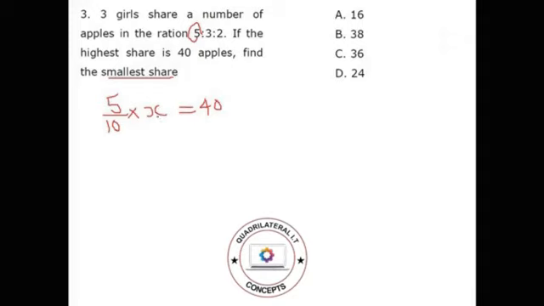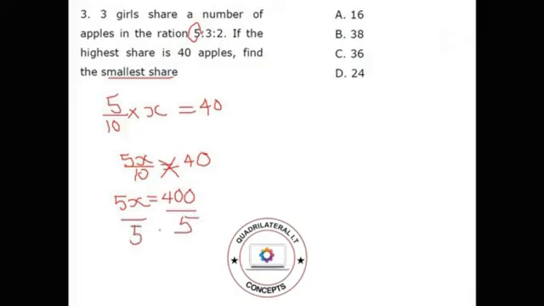So here now you will be able to find the number of apples they are sharing. So 5 times x, that is 5x over 10 equals 40. So you cross multiply, then you have 5x equals 400. Now, let's divide both sides by 5. So our x, which we use in representing the total number of apples, will be 5 in 40, that is 8, 5 in 0, that is 0. So which means the total number of apples they were sharing was 80.